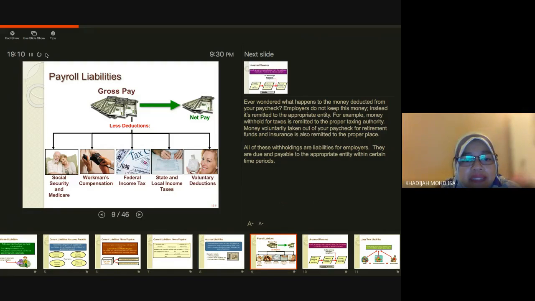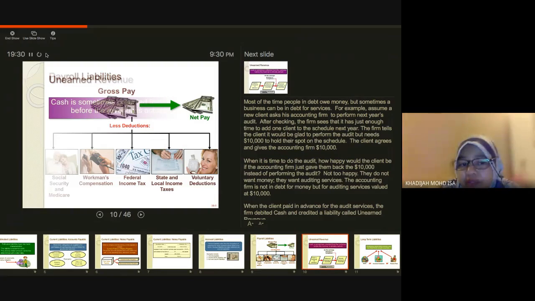But for the company, when they deduct from you, they don't pay immediately, for example, the income tax. They will take a few days late, normally they pay at the end of the month. So if the company has not paid, then it becomes a liability to the company. So that is your payroll liability.